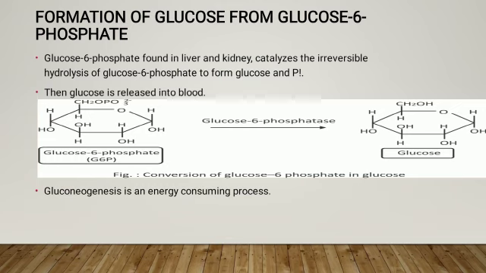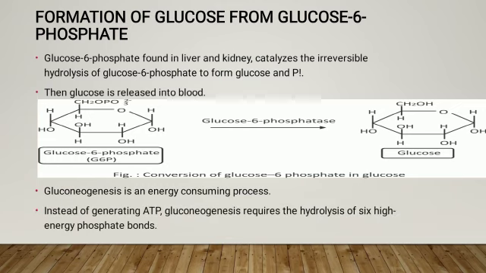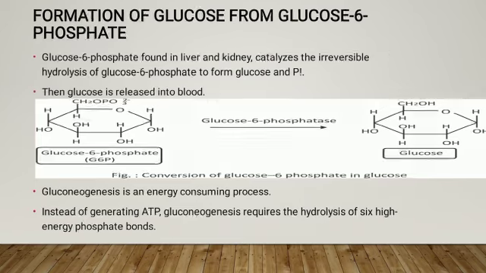Gluconeogenesis is an energy-consuming process. Instead of generating ATP, gluconeogenesis requires the hydrolysis of 6 high energy phosphate bonds.